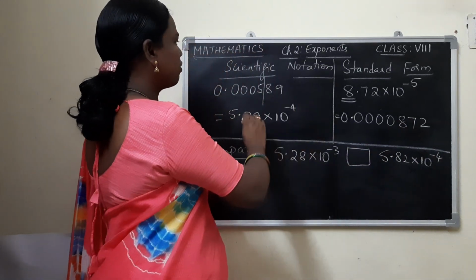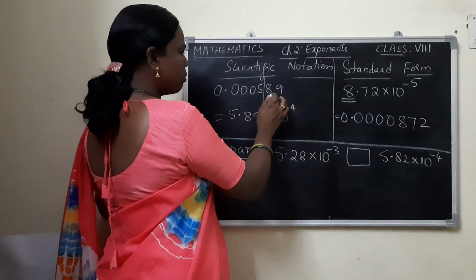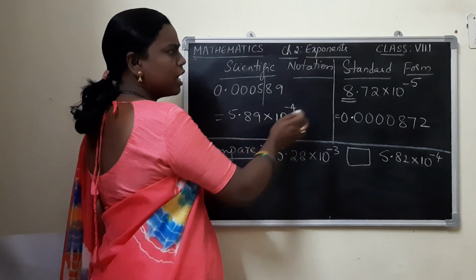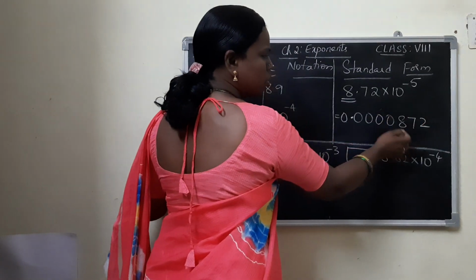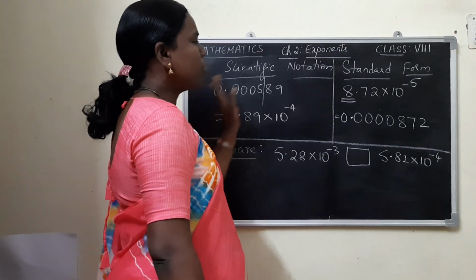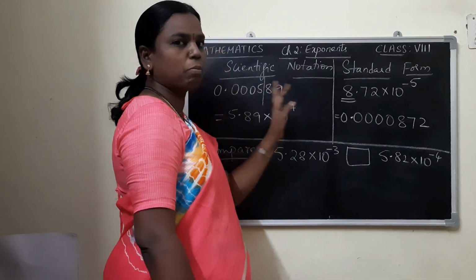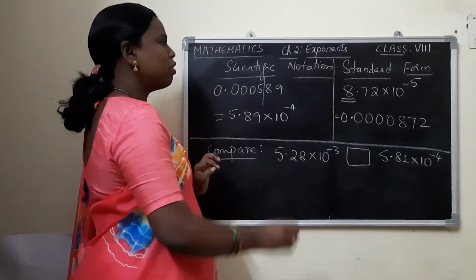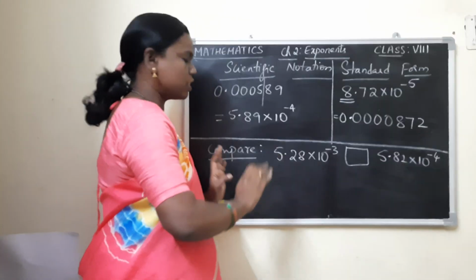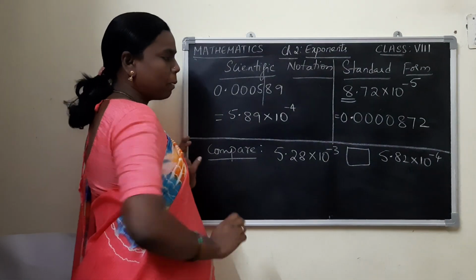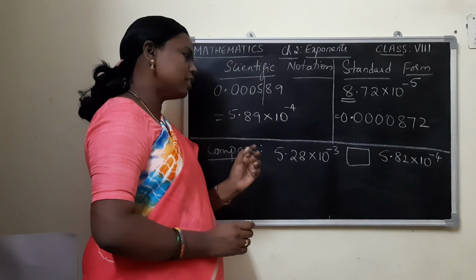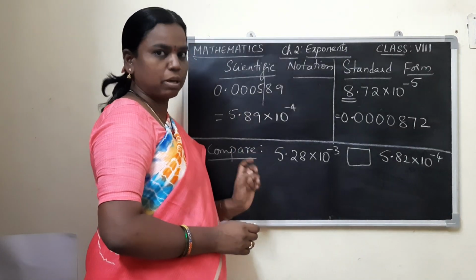So you have converted a standard form number into scientific notation and a scientific notation number to standard form. This is how we have done. These two are just the opposite of each other. The way of expressing is different. That's it. Now let us do some comparison. This model is important for MCQs or 1 mark questions.